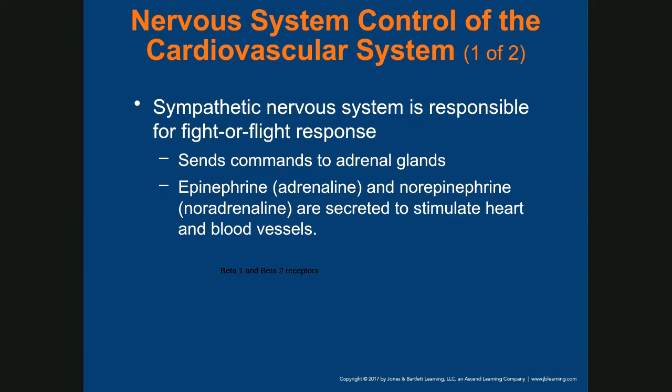I will repeat that again. When the body produces epinephrine or adrenaline, it will stimulate beta 1 receptors in the heart. When the beta 1 receptors are stimulated in the heart muscle, it increases all of the functions of the heart: the strength of contraction, the rate of contraction, and the rate or speed of electrical conduction.